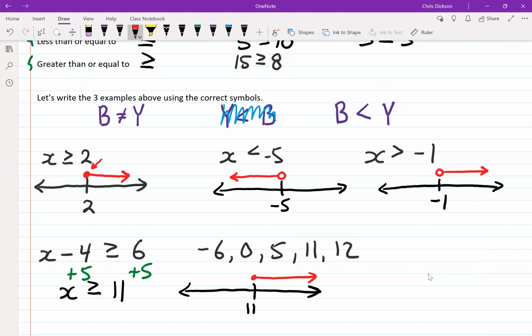So what numbers would not work, first of all? Well, -6 would not work. That's too small. That's below 10. 0 would not work. 5 would not work. But 11 would work, and 12 would work.